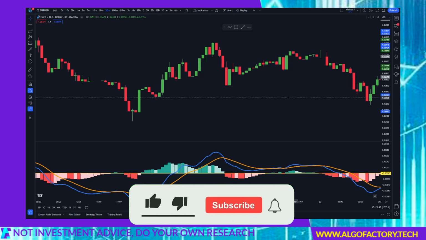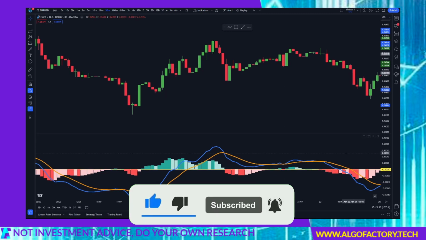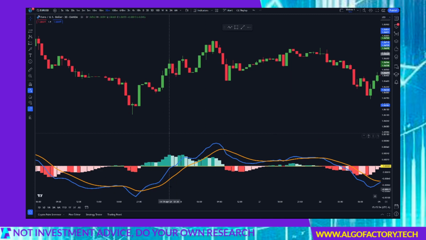Okay, so the indicator used, you can see it at the bottom of the screen. It's called the MACD, Moving Average Convergence Divergence. The blue line and the orange line are the moving averages. We did a video prior on moving averages, and these do work in pretty much the same way.